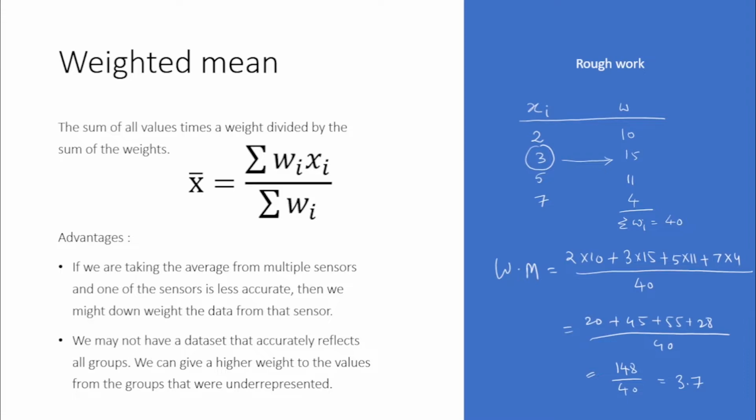We may not have a data set that accurately reflects all groups. We can give a higher weight to the values from the groups that were underrepresented. So if something is underrepresented or has lesser numbers, we can give it a higher weight to bring it to the same platform as the rest.